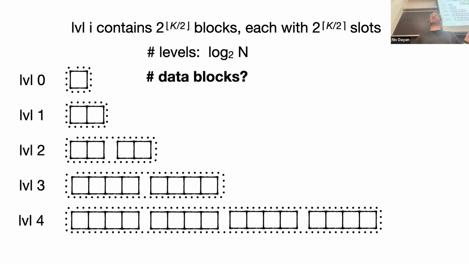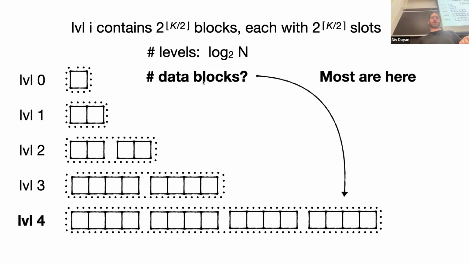How many data blocks do we have? I gave you the promise that the number of data blocks should be square root of n. Let's actually test whether this holds up. We know that the number of levels is log of n. Our insight about counting the number of data blocks is that most of the data blocks are at the largest level, asymptotically most of them, with exponentially fewer data blocks at smaller levels.